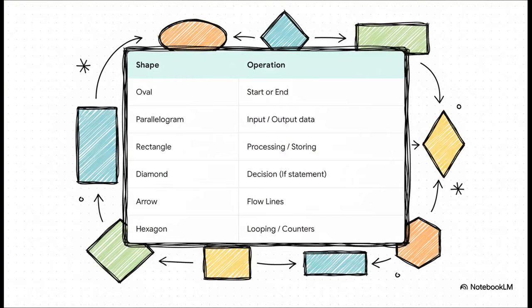And these shapes, well, they're basically our visual dictionary. Every single one has a very specific job. Ovals are for starting and stopping. Rectangles are where the work gets done. And that diamond? Oh, that's where the real magic happens. That's where our program gets to make decisions.